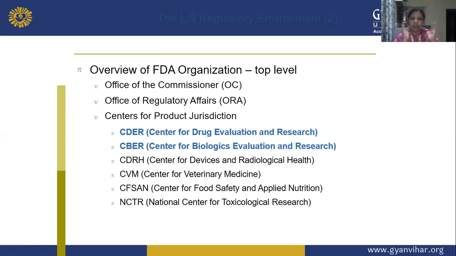So we can say that in the top level of management there are the Office of the Commissioner, the Office of Regulatory Affairs, and Product Jurisdiction. Other than that, there are centers related to the products under the approval of the FDA. Drugs can be approved by the FDA, so there is the Center for Drug Evaluation. Biologics, so the Center for Biologics.